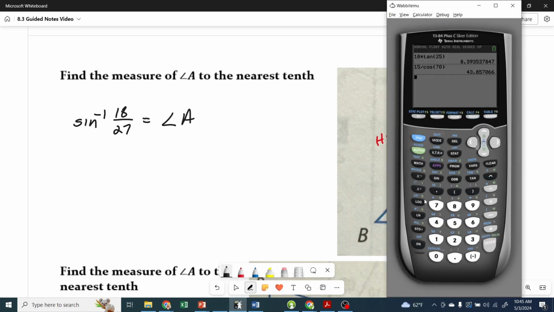So we take out our calculator, and above the sine key, by using the second key, I hit sine and I get sine -1. And then we just put in 18 divided by 27, 18 over 27, and we hit enter. And I've got 41.8.